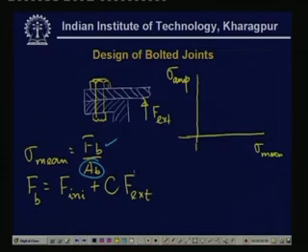Similarly, we can write sigma amplitude as Fb amplitude divided by AB. So we will have to find out the Fb mean and Fb amplitude and then write them in this form. Then we will have to select the criteria. Now, there are several criteria.